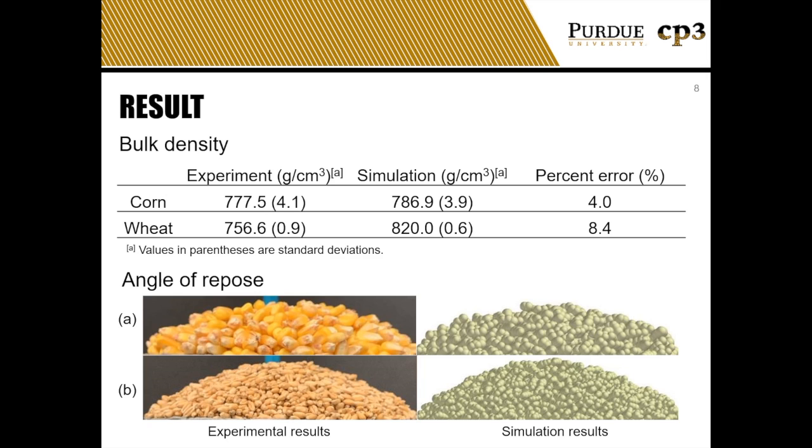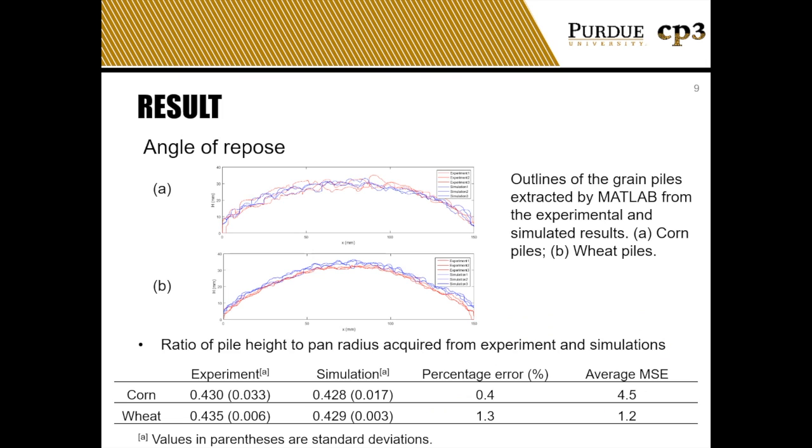For bulk density tests, the percent errors between experimental and simulation results are smaller than 10%. For angle of repose test, as shown in the figure, qualitatively the shape of the pile acquired from experiment and simulation are very similar. To make a quantitative comparison between the pile outlines, the images of the piles were processed using MATLAB. The percent errors of the pile height between experimental and simulation results are smaller than 5%. The mean square error between simulation and experimental results are also calculated.